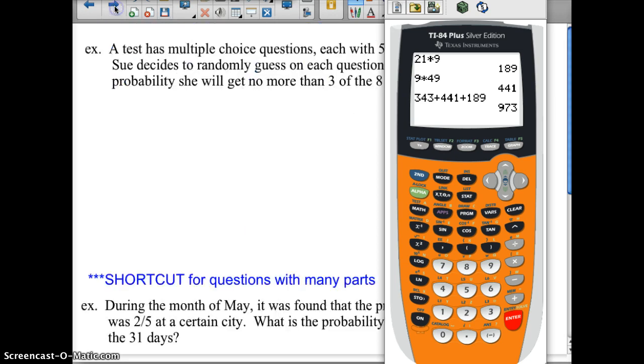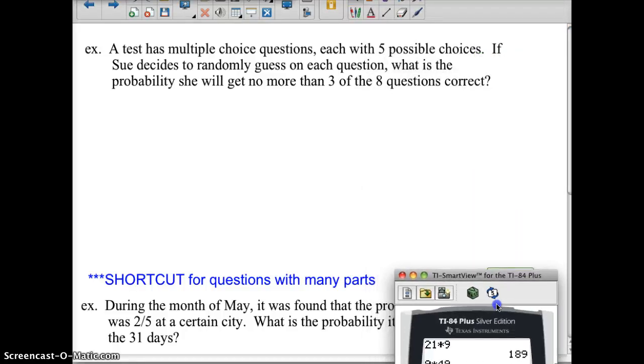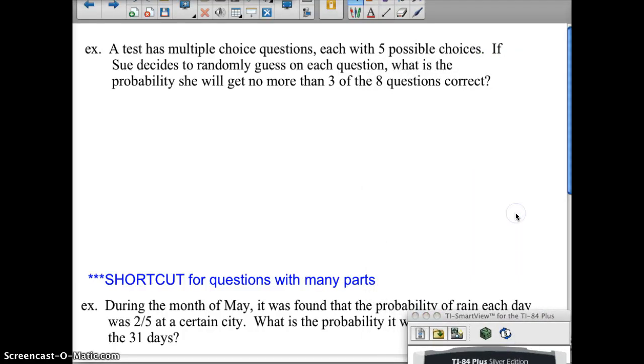All right, next example. A test has multiple choice questions, each with 5 possible choices. If Sue decides to randomly guess on each question, what's the probability she will get no more than 3 of the 8 questions correct?